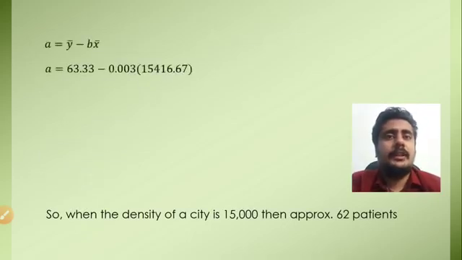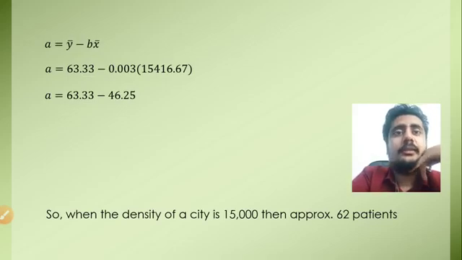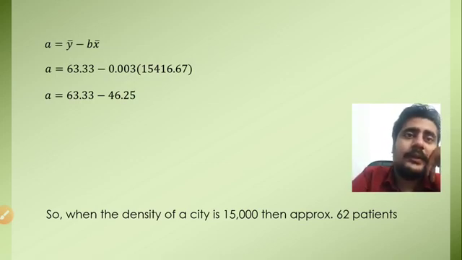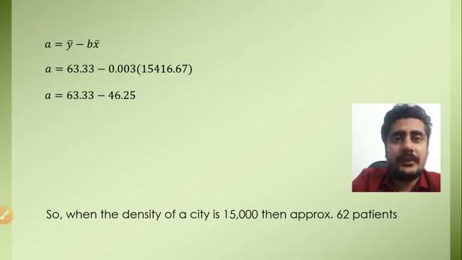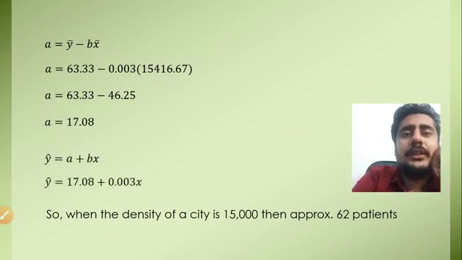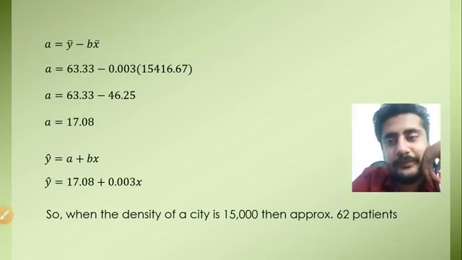Then we have to find a. Now what is a? A is y bar minus b x bar. Y bar is the total of y upon n. X bar is the total of x upon n. So y bar is 63.33, b is 0.003. If you multiply 0.003 into 15416, you will get 46.25, and after subtracting this, you will get 17.08. Now y cap is 17.08 plus 0.003x.